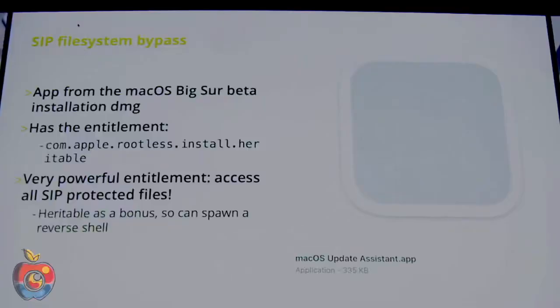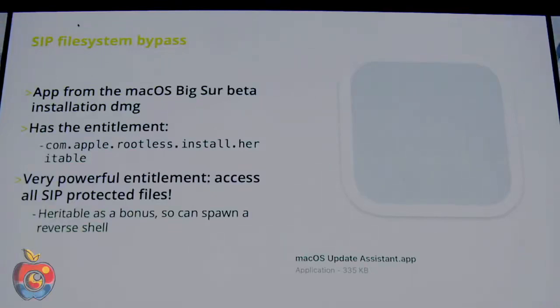Now finally, I also wanted to bypass SIP, of course. So to do that, I just looked at all of the applications that were available to me. I tried to find them everywhere that I could, and one of the places I looked is on the install disk for the macOS Big Sur beta. And on that disk, I found an application.